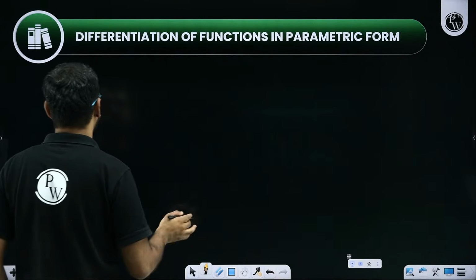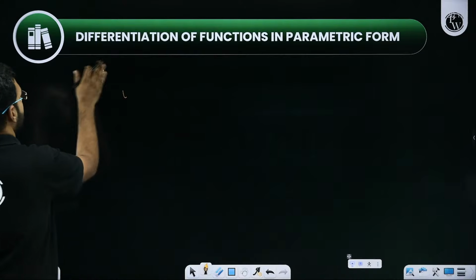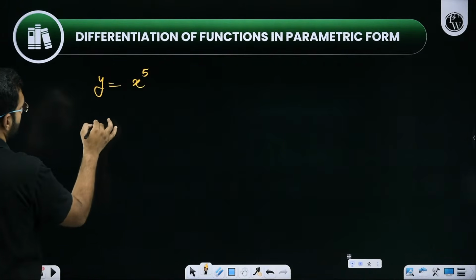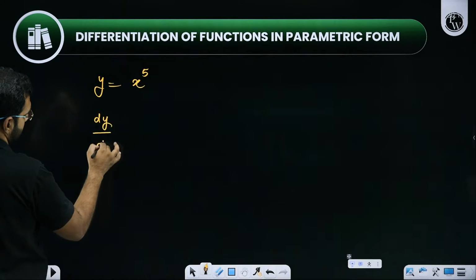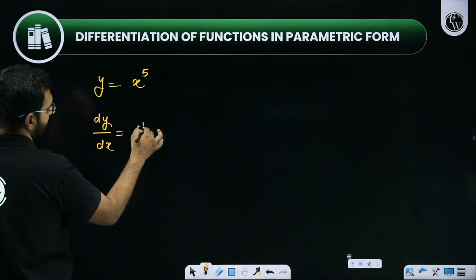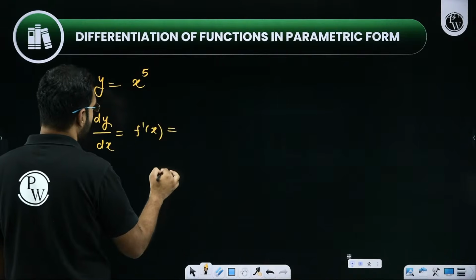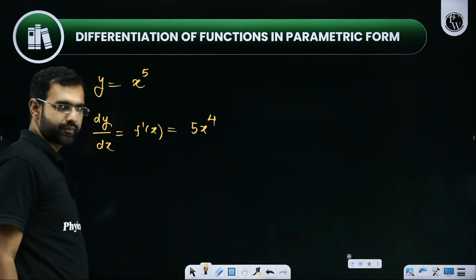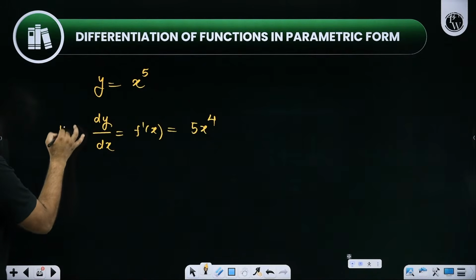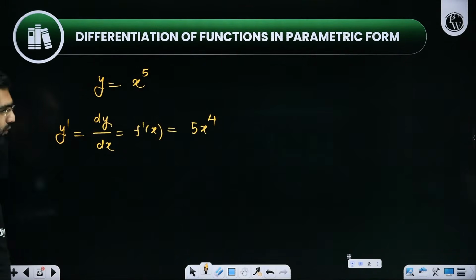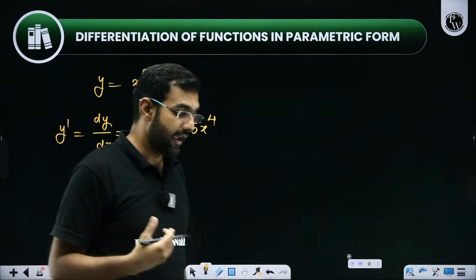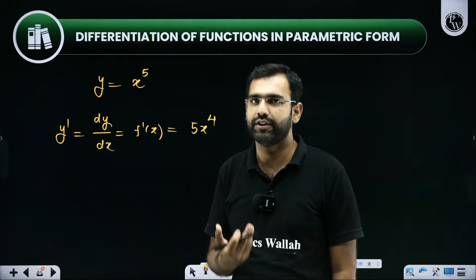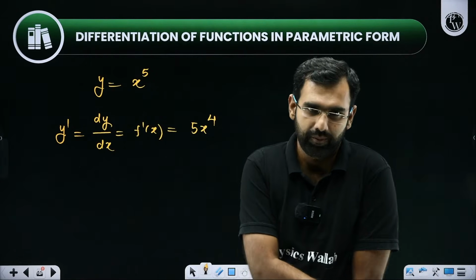So first of all, what are higher order derivatives? If I'm given y as, let's say, x to the power 5, then dy by dx, which we denote as f dash x also, is given by d by dx of x to the power 5, which is 5x to the power 4. This in maths is written as y dash as well. So whether you write y dash, f dash x or dy by dx, they are the same thing, the first derivative of x to the power 5.